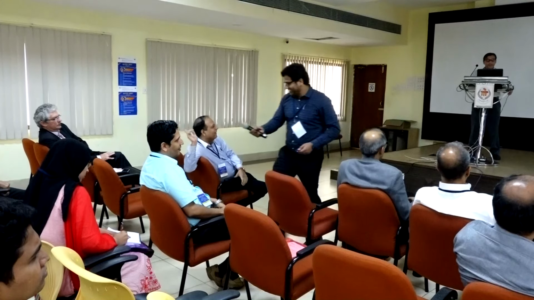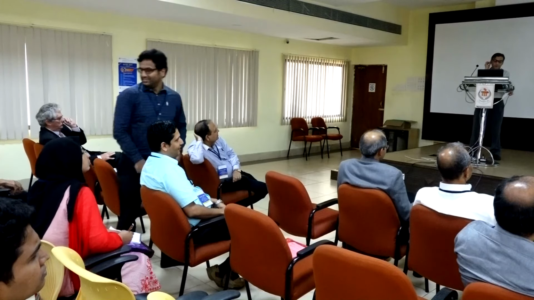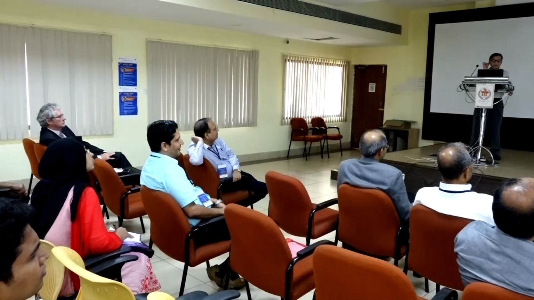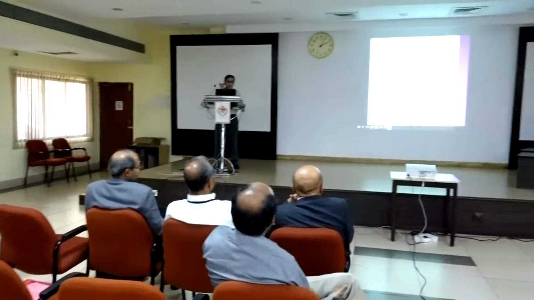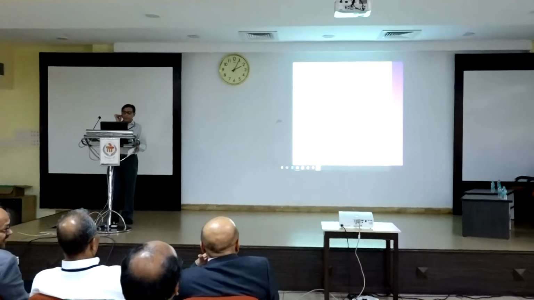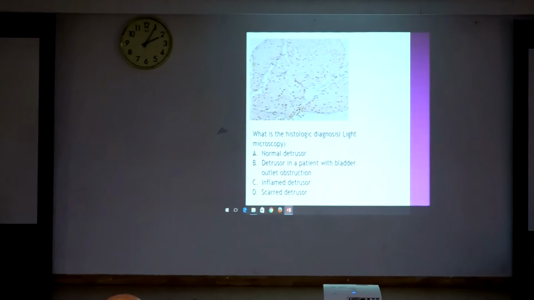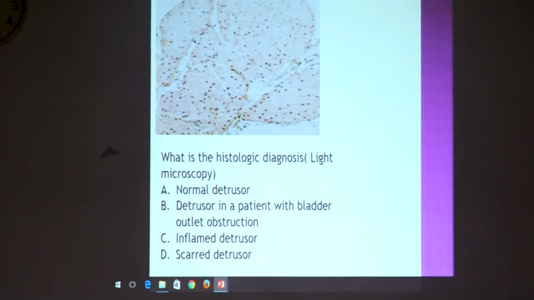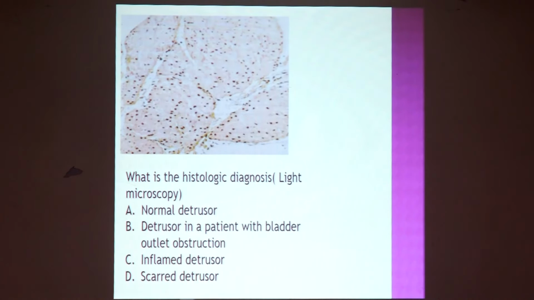What is the histological diagnosis of VC? This is bladder, this is detrusor. A, normal, B, obstructed, C, inflamed detrusor, and D, scarred detrusor. Inflamed, one more try. See, you can't expect a urologist to, with normal, with difficulty he might. So it is normal detrusor.